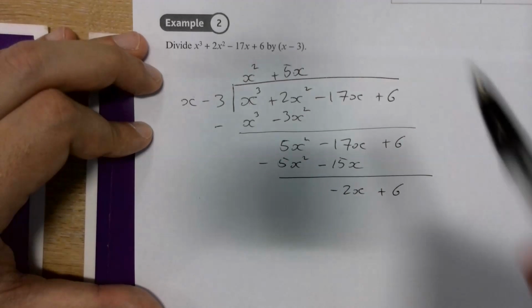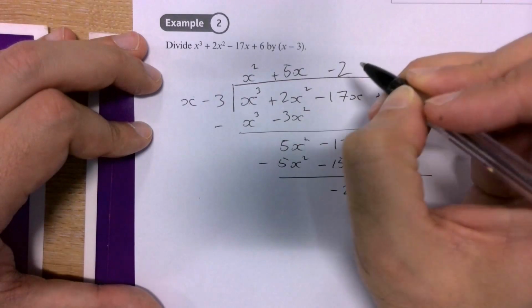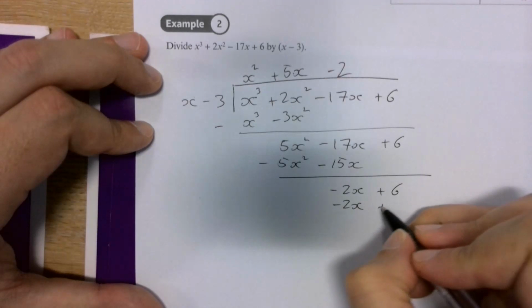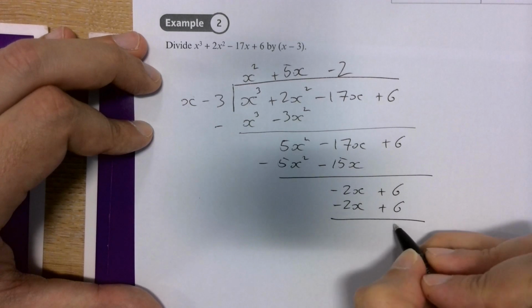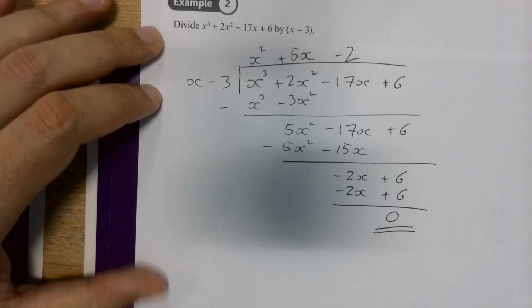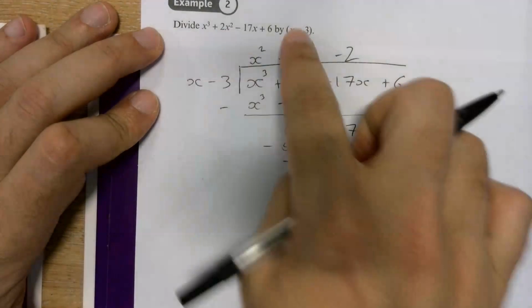x into minus 2x will go minus 2 times. Minus 2 times x will give me minus 2x. Minus 2 times minus 3 will give me plus 6. Subtract them and I get 0. So I've now finished. So that's my answer. Okay, so divide that by that, that's my answer.